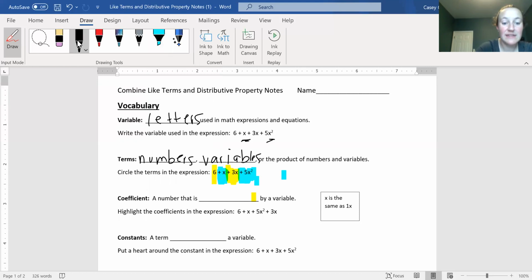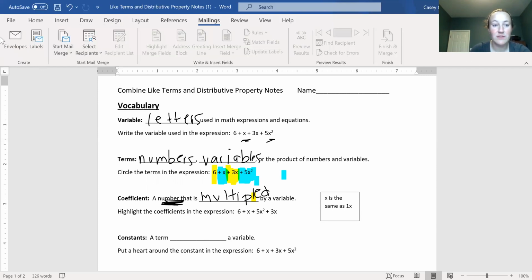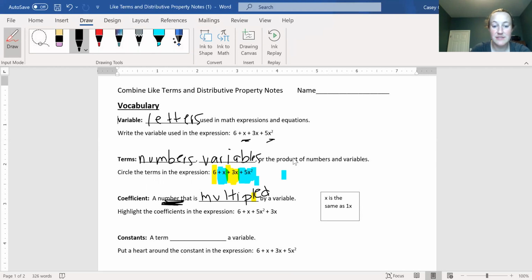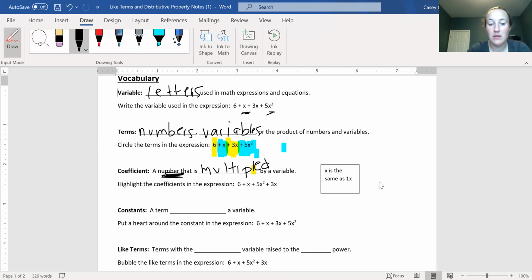Coefficient, that is a number, and I want you to go ahead and underline that. Okay, coefficient is just a number that is multiplied. So this should be going down on your paper by a variable. So the coefficients in this example, not 6 because there's no variable with it. So we've got a coefficient of positive 5, you're right, let's include the sign. We've got a coefficient of positive 3 because it's with the x.